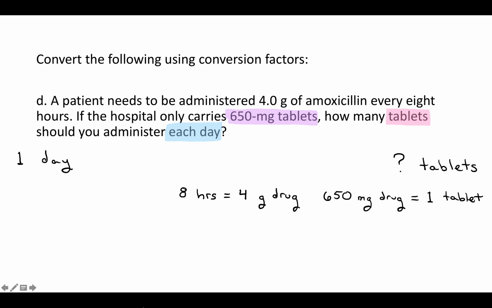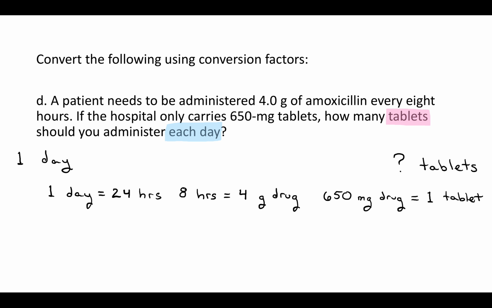Okay, well, looking at these puzzle pieces, I can see that if I had hours, I could get to grams of the drug and maybe work from there. But I don't have hours, I have days. So I need a conversion factor that relates hours and days. Luckily, I know that conversion factor. There's 1 day for every 24 hours. So now I can get from days to hours with my first conversion factor. I can get from hours to grams of the drug with my second conversion factor.